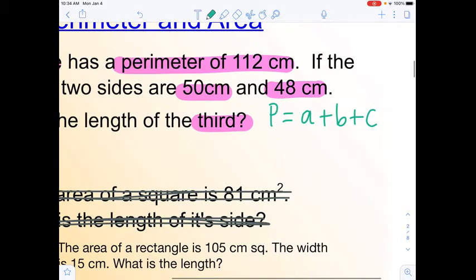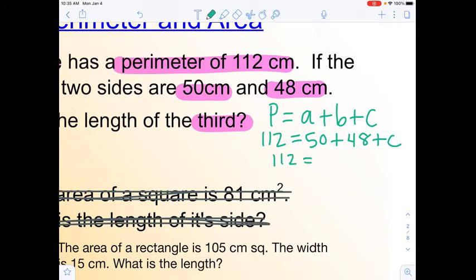We can plug in 112 for the perimeter because that's the total perimeter. We know one side is 50. We know one side is 48. And we don't know what the other side is. Doesn't matter what order you put these in. You'll still get one other side length for your variable. So then I'm going to simplify this. 112 equals 50 plus 48 is 98 plus C.